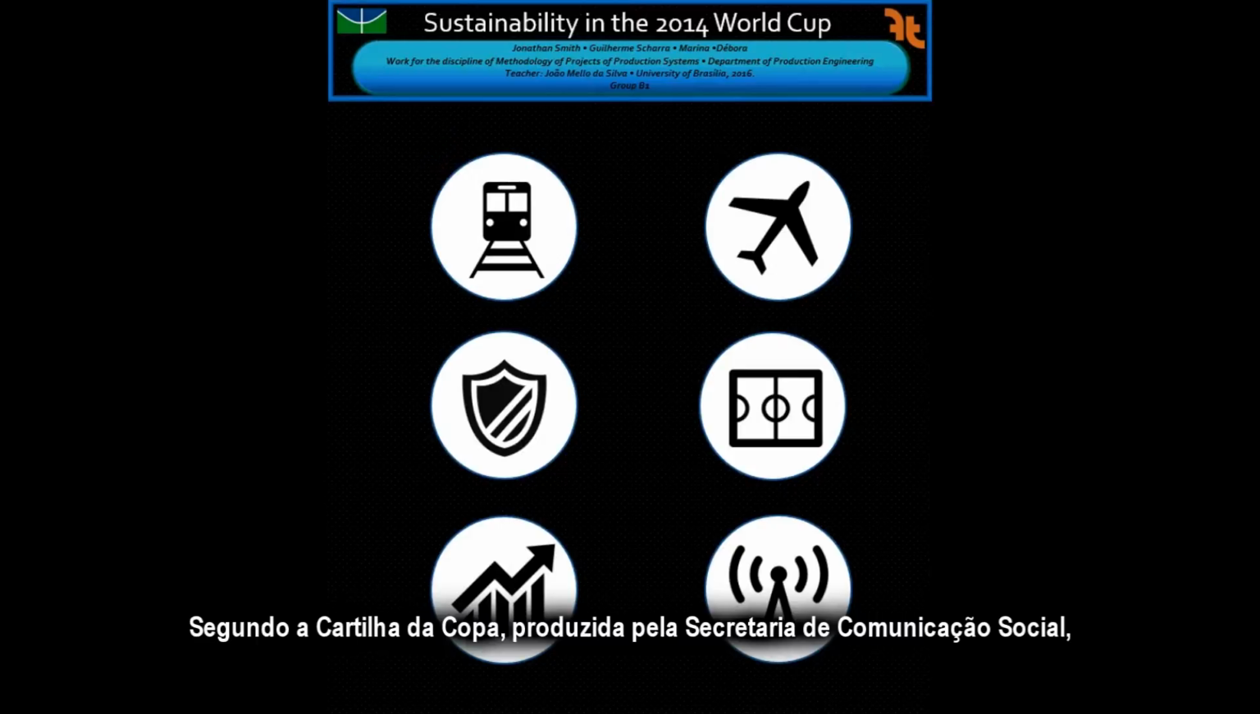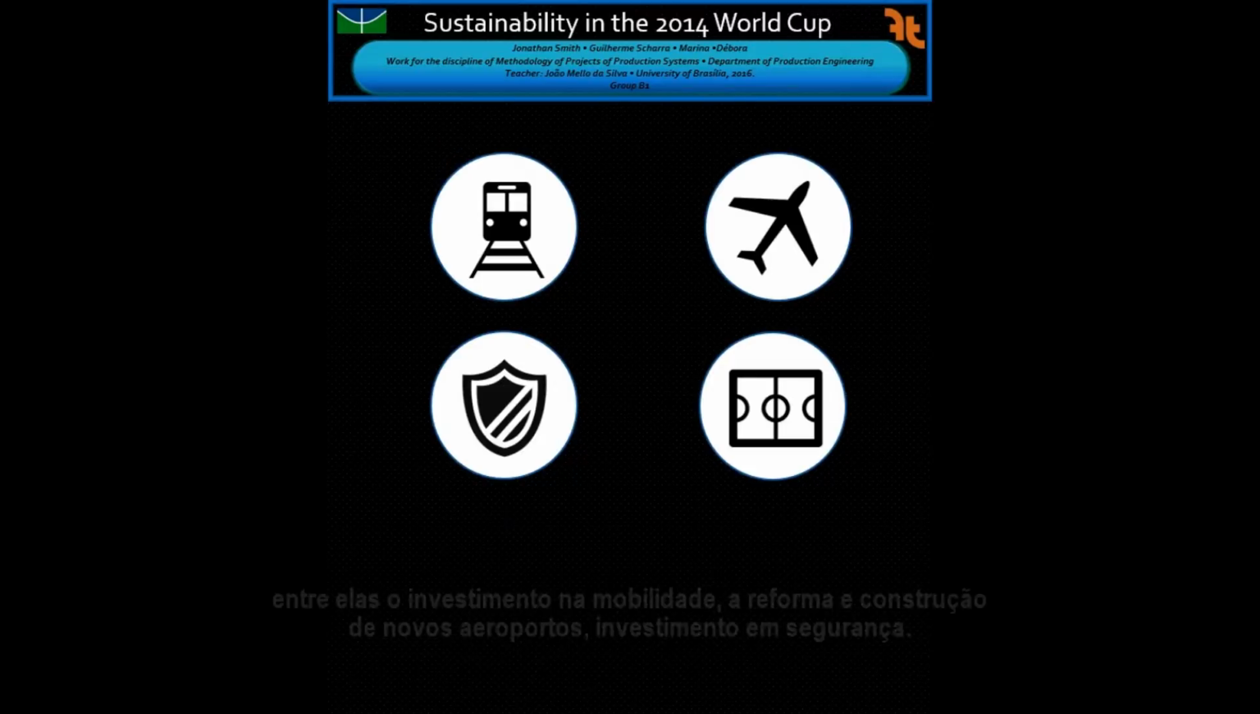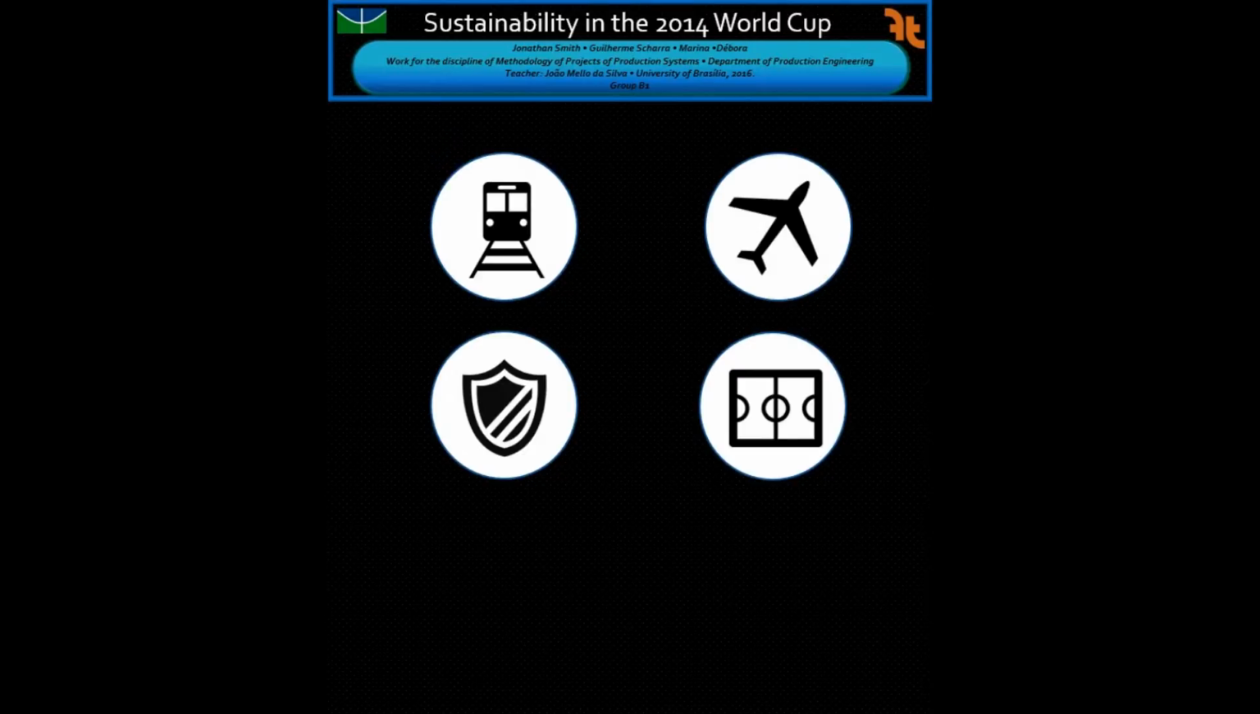According to the World Cup booklet produced by the Social Communication Secretariat, it is estimated that 17.6 billion will be spent on infrastructure works, among them investment in mobility, renovation and construction of new airports, and investment in security.